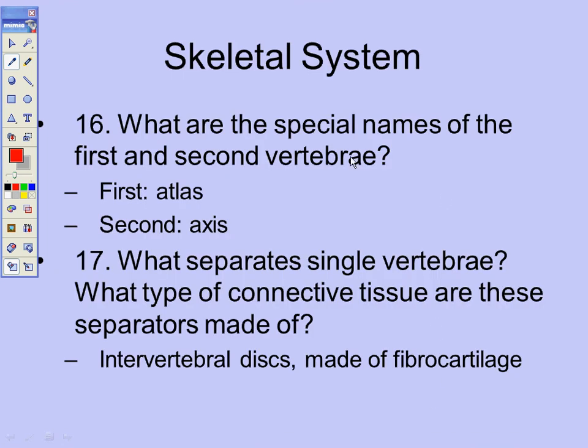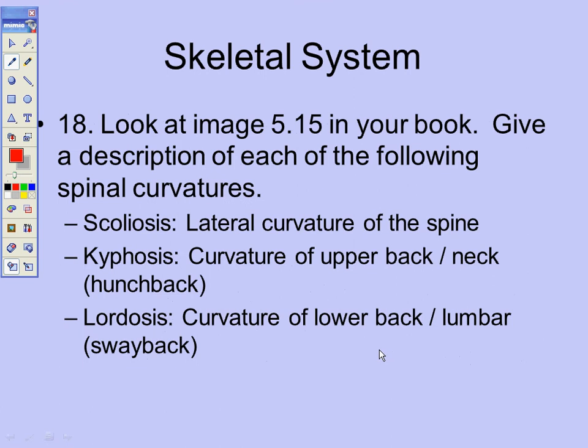Special names of the first and second vertebra. First one is the atlas, and the second one is the axis. Also known as C1 and C2. Okay, C1 because it's part of the cervical portion of the spine. Cervical vertebra 1, cervical vertebra 2. Atlas, axis. Some fibrocartilage discs called intervertebral discs are going to be the things that actually separate all of the vertebra in our spinal cord.